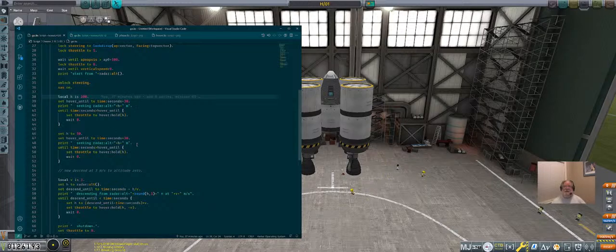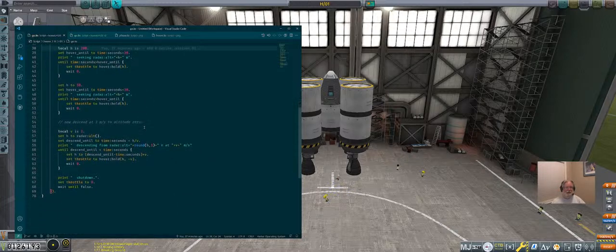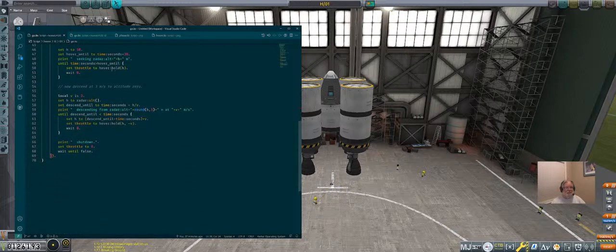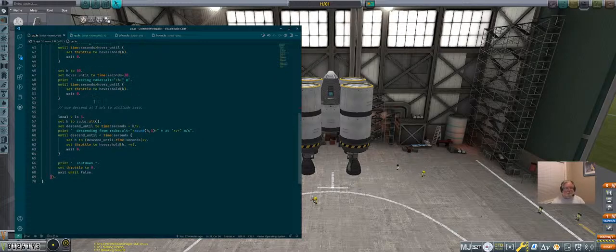It's going to say, hey, please hover at 50 meters. It's going to do that for 30 seconds. And these are all done by doing set throttle to hover hold of H. Just do that over and over again. We could lock throttle. That would work too.